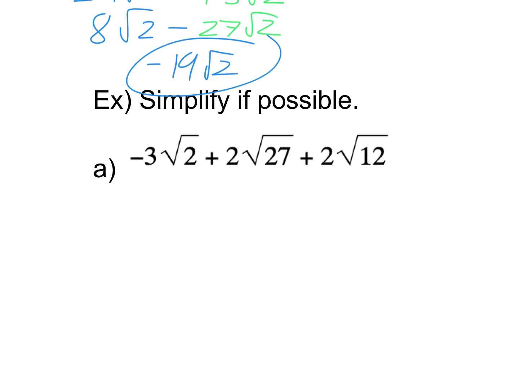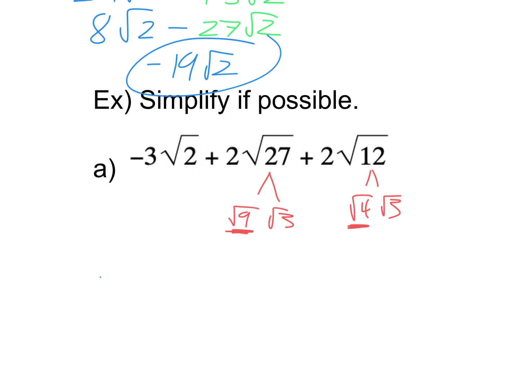So I have negative 3 square roots of 2 plus 2 square roots of 27 plus 2 square roots of 12. It does not appear that there are any like radicals, but we can do some simplifying. So the square root of 27 is the same thing as the square root of 9 times the square root of 3, if you look at the factors of 27. So that means I can pull out a 3 from the square root of 9. And then over here with 12, this is the square root of 4 times the square root of 3. And once again, the square root of 4 equals 2. I cannot pull anything out of the square root of 3, so that one will stay unchanged.